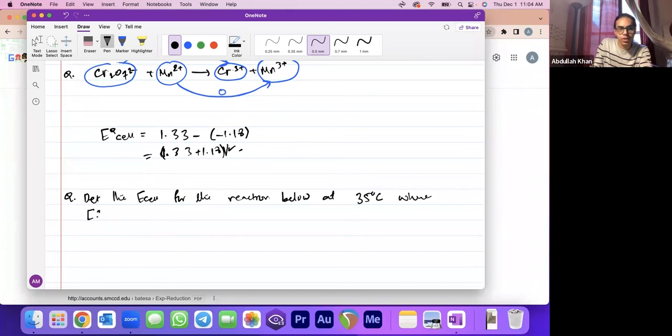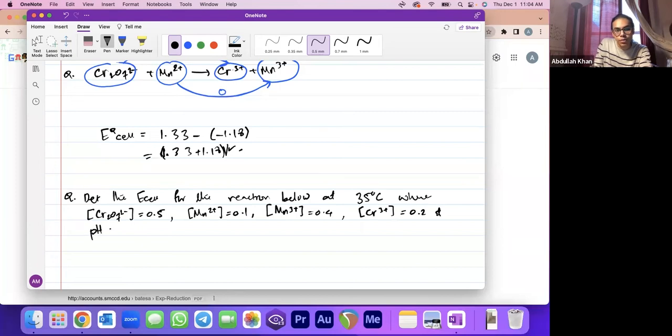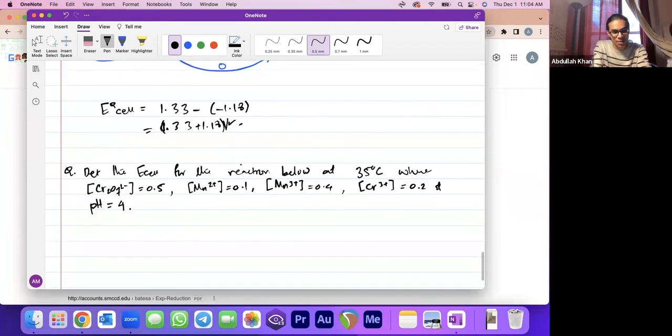Where concentration of Cr2O7 2- is 0.5. Concentration of Mn2+ is 0.1. Concentration of Mn3+, say, is 0.4. Concentration of Cr3+ is 0.2. And the pH of the entire mixture is 4. We'll see where the pH comes in. Don't worry, this is not an equilibrium thing. It's not going to scar you.